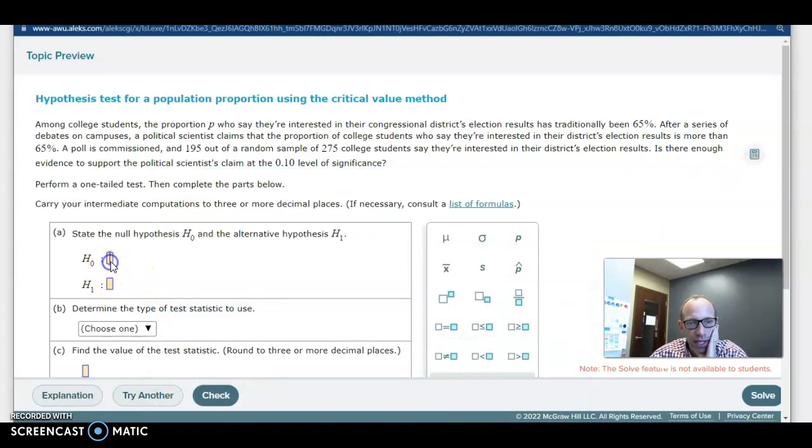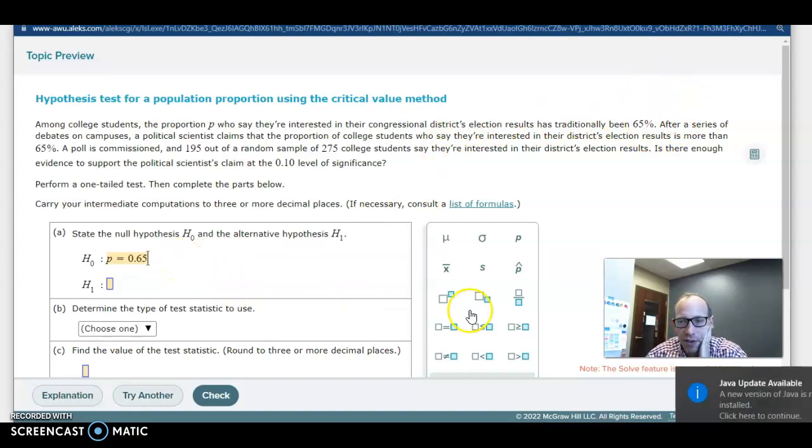So the null hypothesis, remember, will always have an equal sign. And here we're dealing with a population proportion. This is a sample proportion. The null and alternative are always focused on the population. And remember, null is nothing, so this would be 0.65. If there really is nothing different about this other district, there should be 65% of the college students there interested also.